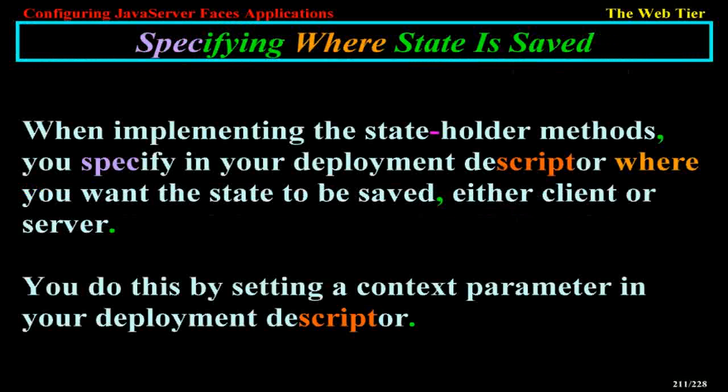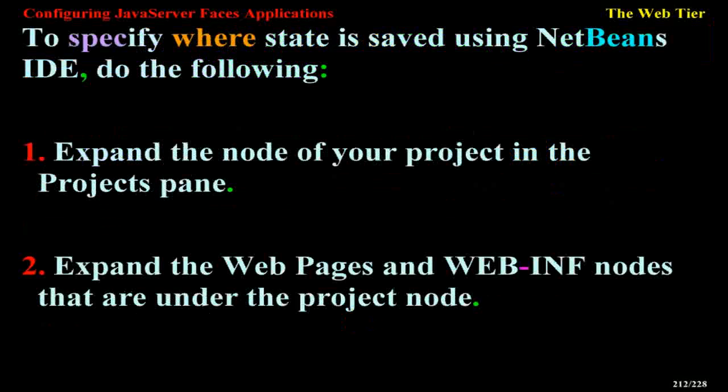Specifying where state is saved. When implementing the state-holder methods, you specify in your deployment descriptor where you want the state to be saved, either client or server. You do this by setting a context parameter in your deployment descriptor to specify where state is saved using NetBeans IDE. Do the following.